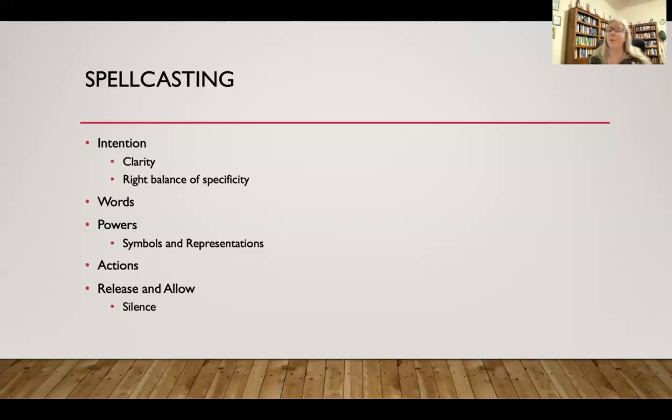And so by powers, I mean, do you want to ally yourself with particular planets, or herbs or whatever? What kinds of powers do you need to pull together for this? And then there's usually a plan of what actions you're going to take.